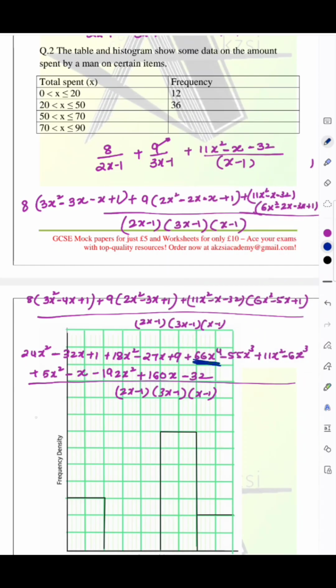Only one I can see, so 66x to the power of 4. Then for x cubed, I can see this one and this one. So minus 61x cubed. Then here I can see x squareds. So there's 24 plus 18. So that will give me 42. And then this one, which is 53, and then 58. And then 58 minus 192 basically, which will give me minus 134x squared.